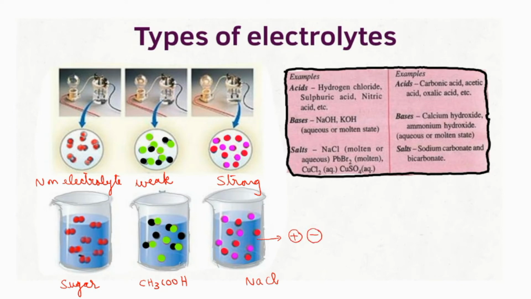For example, sodium chloride will be completely dissociating into sodium ion and chloride ion. The greater the number of positive and negative ions present in the solution, the stronger the electrolyte. Look at this one. The bulb is glowing so brightly, right? And the solution is full of ions.